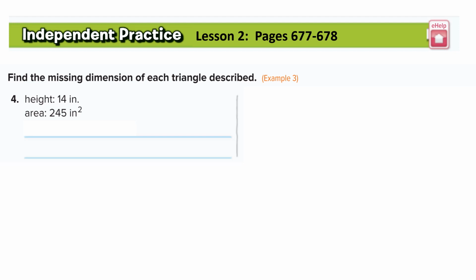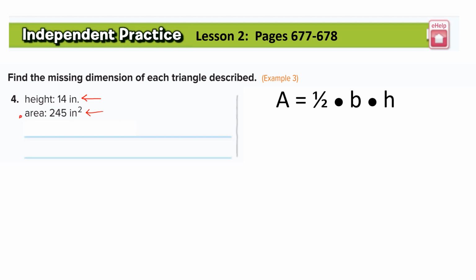Question number 4. Find the missing dimension of each triangle described. For question number 4, they've given us a height of 14 inches for the triangle and an area of 245 inches squared. Here is our formula for finding the area of a triangle: area equals 1/2 times the base times the height. Now we plug in the information that we know.